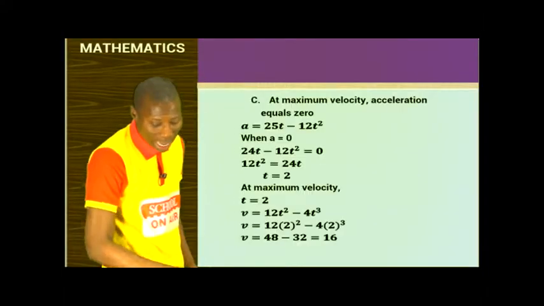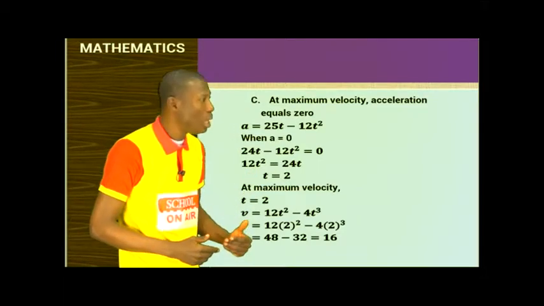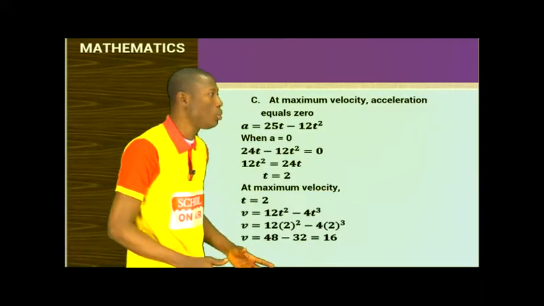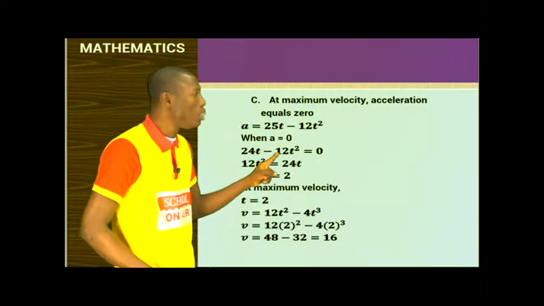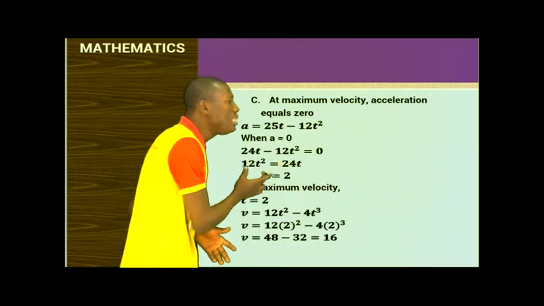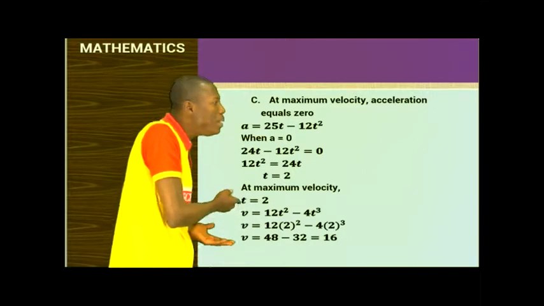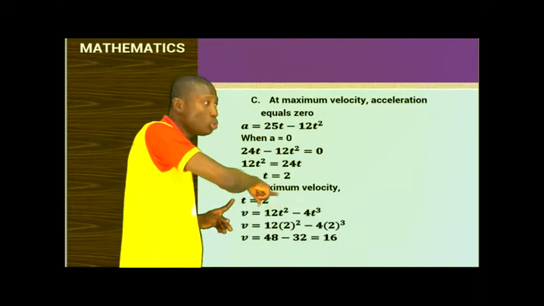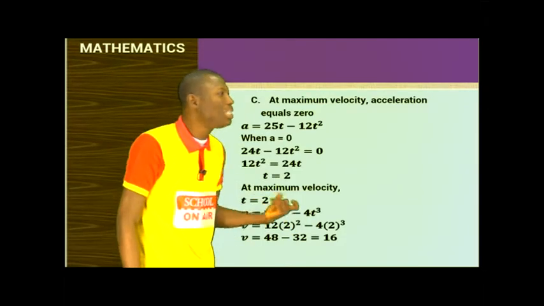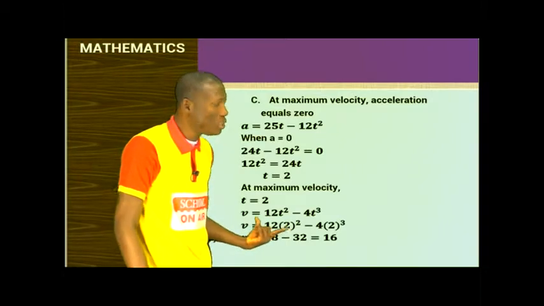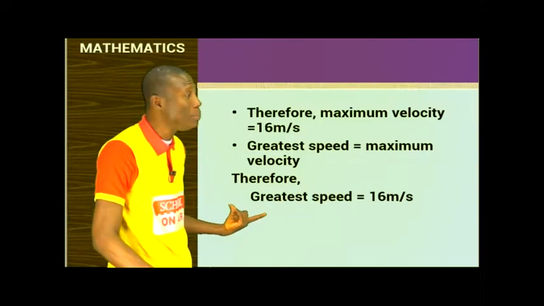Then the third part of the question asks for the time at the maximum velocity. At the maximum velocity, acceleration is equal to 0. Now a is equal to 24t minus 12t squared. When a is equal to 0, t is equal to 2. Then when t is equal to 2, I substitute 2 into the equation for v, and that gives the maximum velocity, which is 60 meters per second.